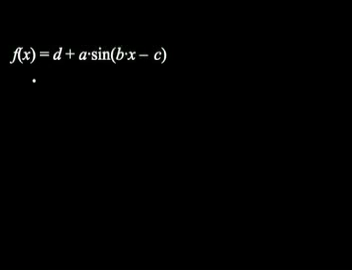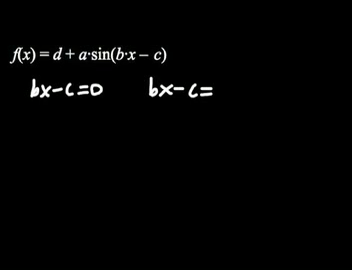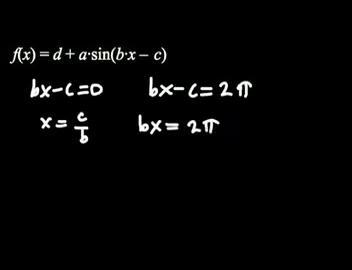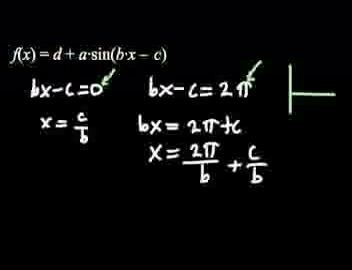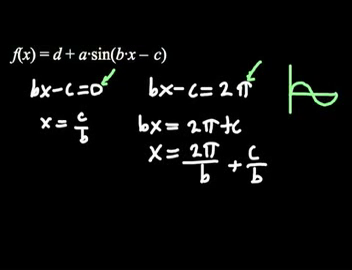So we've got our bx minus c is equal to 0, and we've got our bx minus c is equal to 2 pi. If I solve each of these for x, we get this. Now, note that the new beginning value, because this starts with 0, and this is the ending value because this starts with 2 pi, given that the sine wave starts and stops on the axis. This is the original sine wave. We're now starting at c over b, and we're ending at 2 pi over b plus c over b.